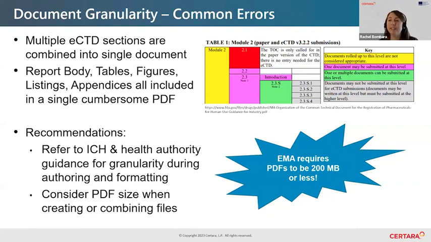Also, consider PDF size when creating and combining files. If you have a very large PDF with a lot of content, it can increase the megabyte size and not be as easy to work with. So it may be better as more granular pieces as separate PDFs. And also breaking it down can help meet the validation rules. There are limits to how many megabytes of a certain file that a health authority will accept. So for example, EMA requires 200 megabytes or less.